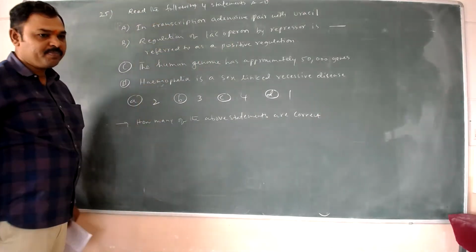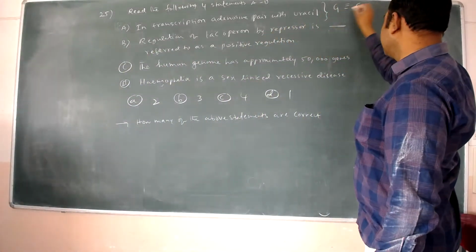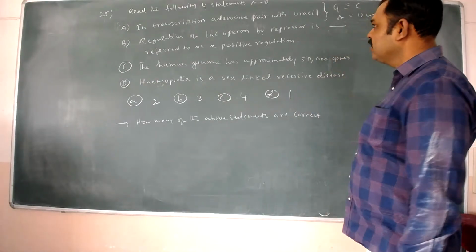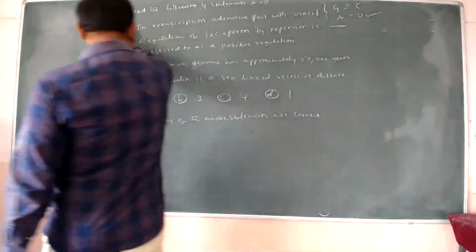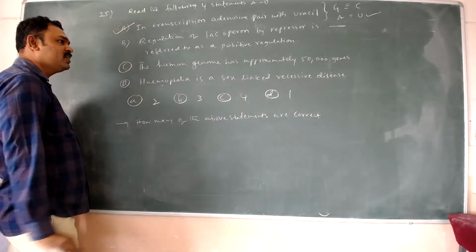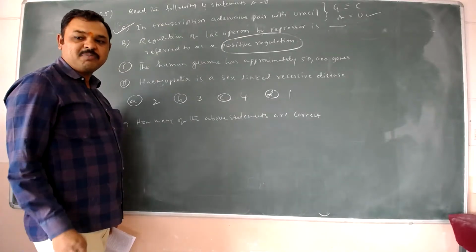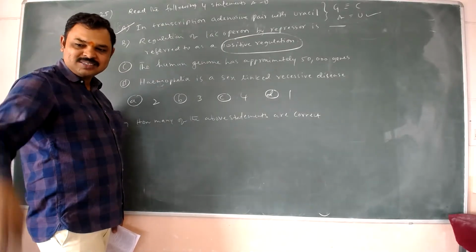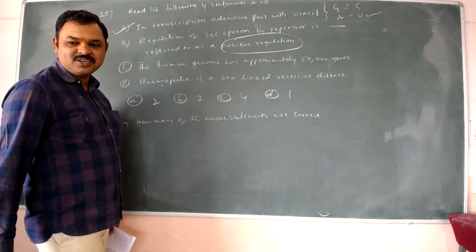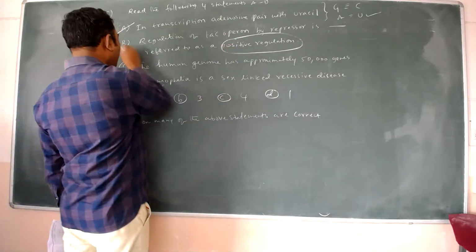Suppose in transcription, what is the pairing rule? C can bind with G, A can bind with U only. Here A can pair with uracil, so this is correct. But regulation of lac operon by repressor is positive regulation or negative regulation? Negative regulation. When the repressor is activated, gene expression is inhibited. Gene expression cannot be done if the repressor is activated. So here it is negative regulation, not positive regulation, so this is the wrong one.